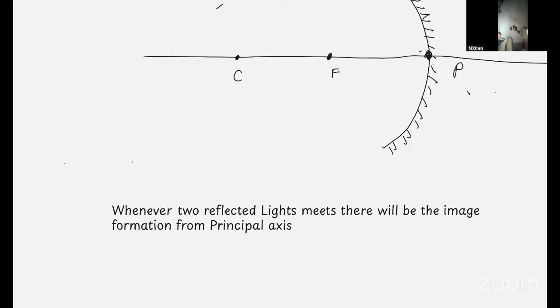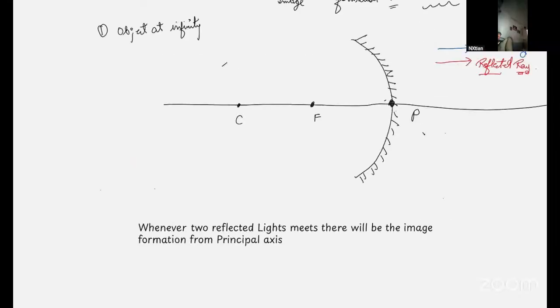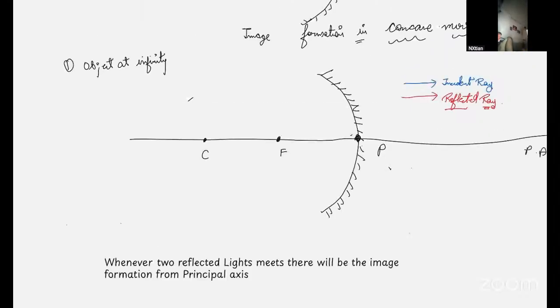So you're saying to write the next topic. The topic is above. Okay. Now, when object is at infinity, remember this line. When object is at infinity, the line will always be parallel to the principal axis. Simple as that.